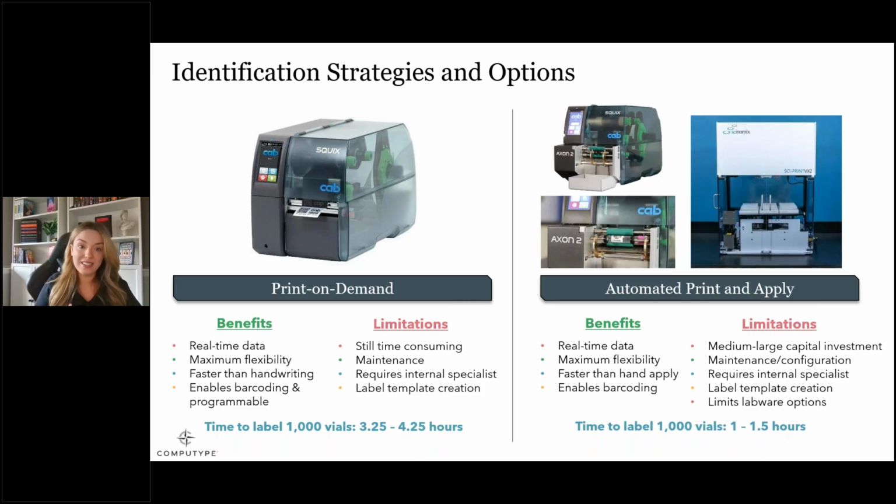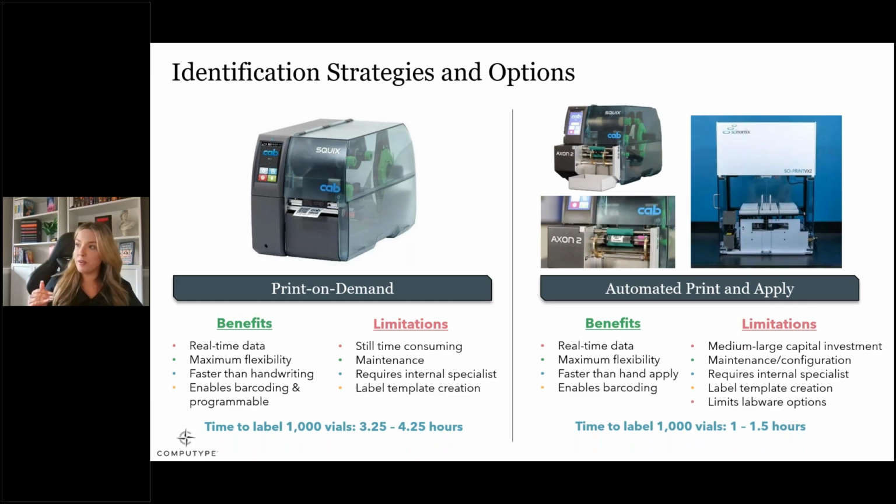Computype actually did a study to calculate the average time it takes to label 1,000 vials, and we found that print on demand takes about 3¼ to 4¼ hours. In addition to this time, with any kind of equipment, you're going to have some kind of maintenance. You'll have to manage your own label template creation. And oftentimes we see that one or multiple members of your staff have to act as your internal specialist and really familiarize themselves with this equipment and be able to act if there is any troubleshooting or issues during your printing process.